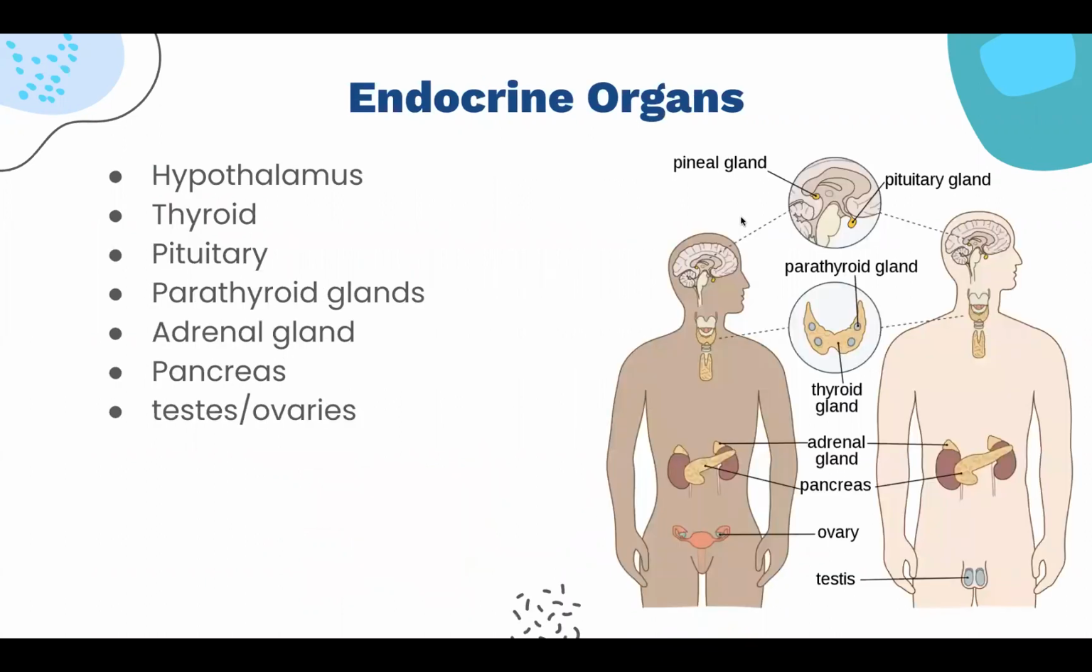Okay, so let's get into the endocrine glands. There are 7 endocrine organs that you should be familiar with. The first being the hypothalamus, the thyroid gland, the pituitary gland in the brain, the parathyroid gland here, the adrenal glands on top of the kidneys, the pancreas, and finally the testes or ovaries.